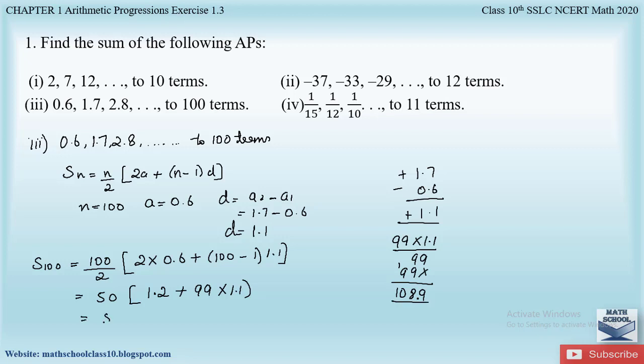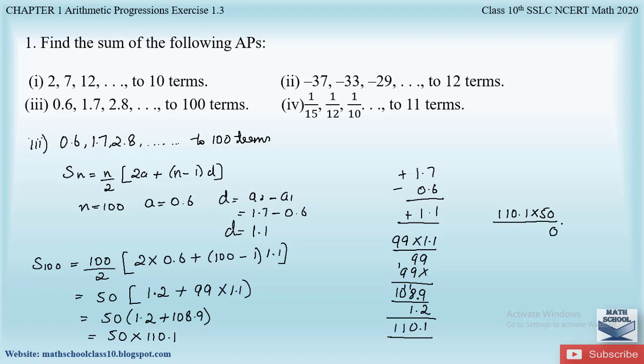So this will be 50 into 1.2 plus 108.9. So let us add these values, that is 1.2. So 9 plus 2 is 11, carry 1. 8 plus 1 is 9, and 10. So again carry 1 will come here. So 1 and this 1 will come down and the decimal point will come here. So this is 50 into 110.1. Multiply with this number again, 0.1 into 50.